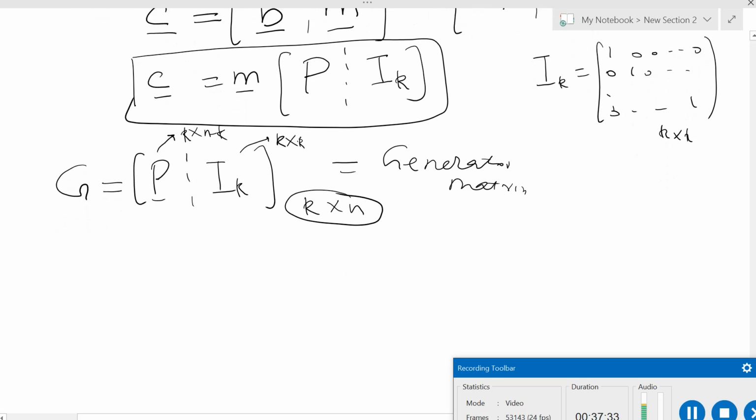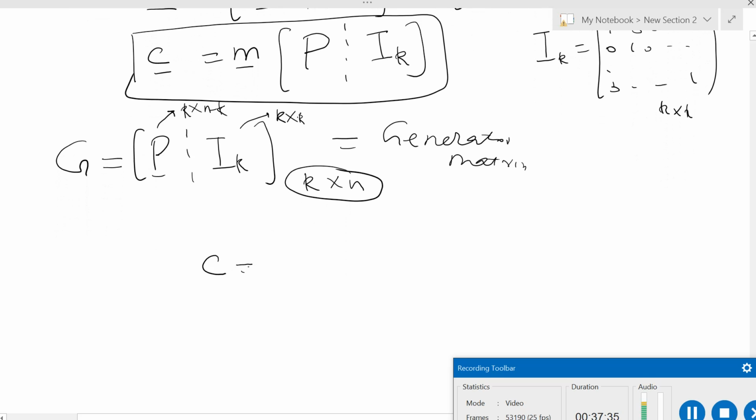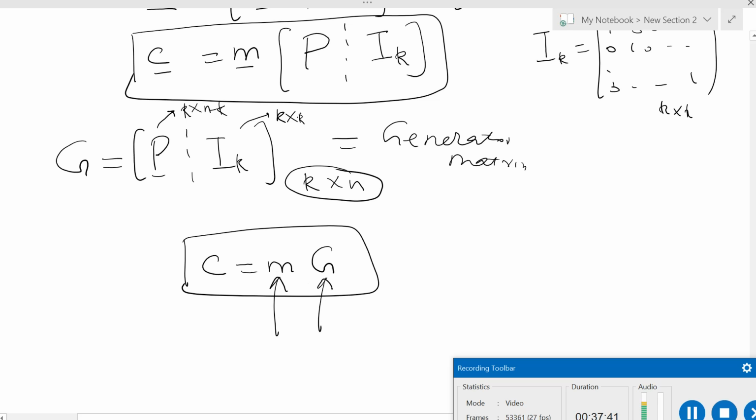Why generator matrix? Because we can now write C = mG. It appears as if, given a message and a generator matrix, you multiply the message with the generator matrix, and the resulting thing will be a code word. It is as if this matrix G generates the code word, or it is simply referred to as code.